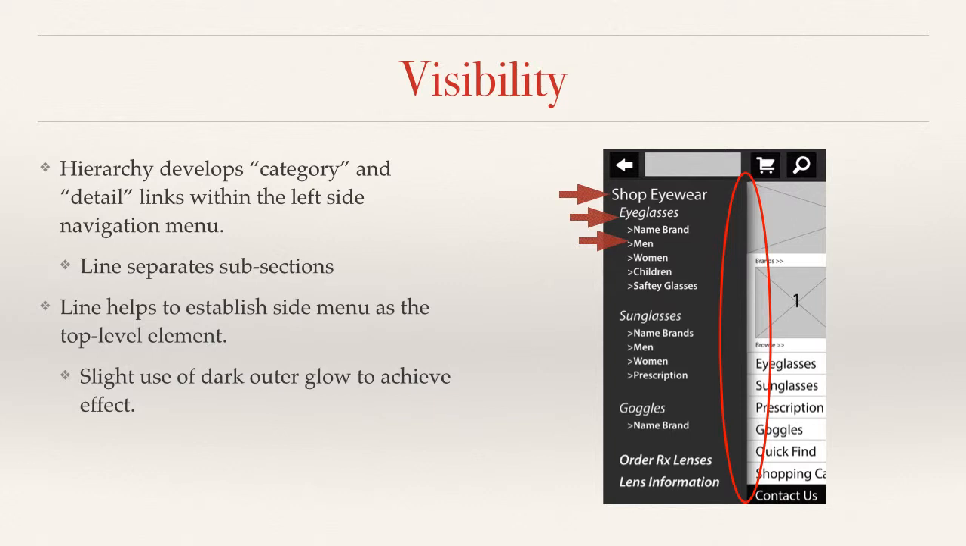The left-hand menu also appears from off the canvas, and it pushes the main content off to the right when the left-hand menu comes into scope. There are small lines in between the different subsections that help differentiate between them, and I also used a slight outer glow on the right-hand side of the left-hand navigation menu to help differentiate between the menu and the main content.